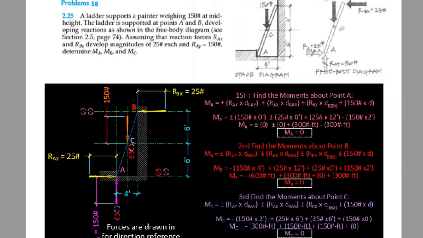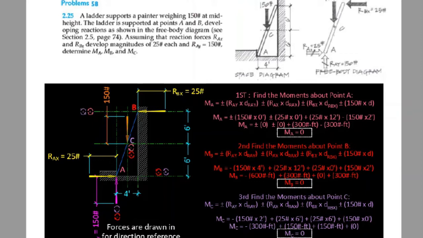Next, we find the moments about point B. Once again, after plugging in the numbers, we find that the moment about point B is equal to 0. And third, we find the moments about point C.